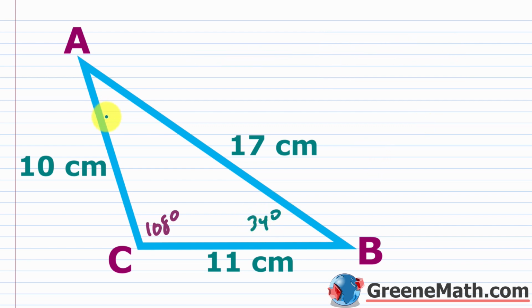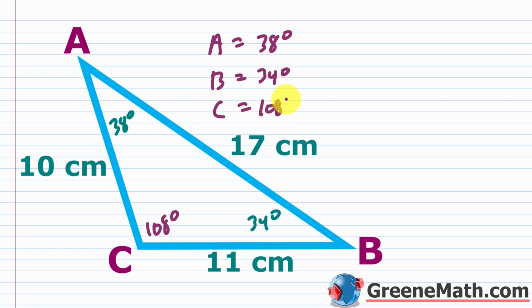And so for the measure of angle A, again, 180 degrees minus 108 degrees minus 34 degrees, that's going to give me about 38 degrees. So let's say the measure of angle A is about 38 degrees. The measure of angle B is about 34 degrees. And the measure of angle C is about 108 degrees.